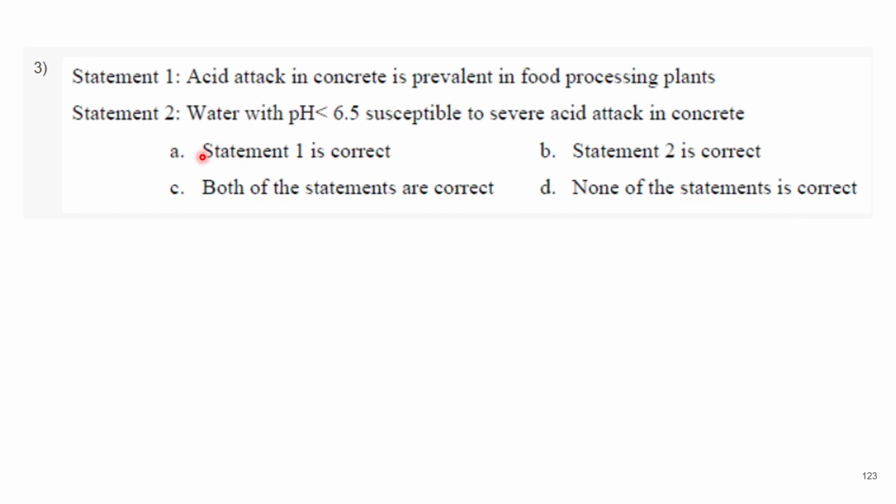Third question. Statement 1, acid attack in concrete is prevalent in food processing plants. Statement 2, water with pH less than 6.5 is susceptible to severe acid attack in concrete. So what is true? First statement is correct, second statement is correct, both the statements are correct, or none of the statements are correct.